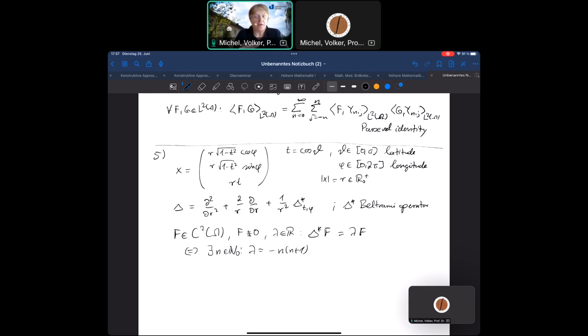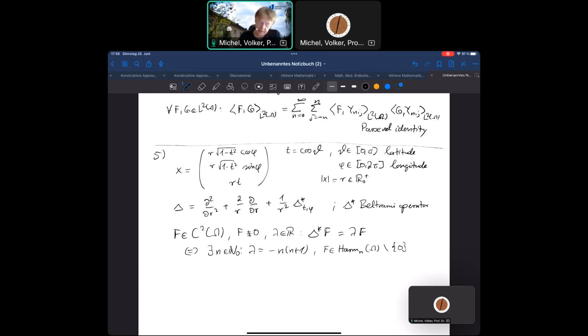But we also know what the eigenfunctions are, what the eigenspaces are. Namely, if I have that particular eigenvalue minus n times n plus 1, then the eigenfunction must be a spherical harmonic of degree n on omega. Now, since I assume that it's an eigenfunction, it must not be the zero function, so I have to take out the zero function here as well. Okay.